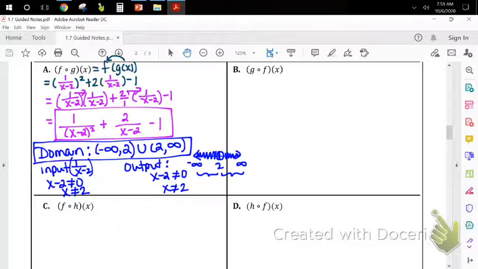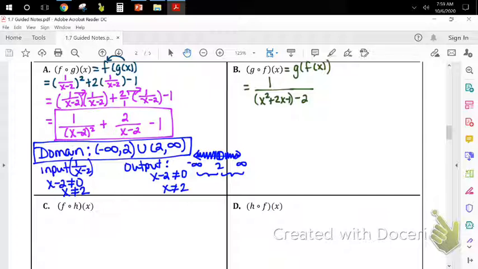B, g composed of f of x. So this is the same as g of f of x. So now g is on the outside, so g is my skeleton, and we're going to plug f into it. So g was 1 over x minus 2. And we're going to plug f of x into that. So f of x was x squared plus 2x minus 1.